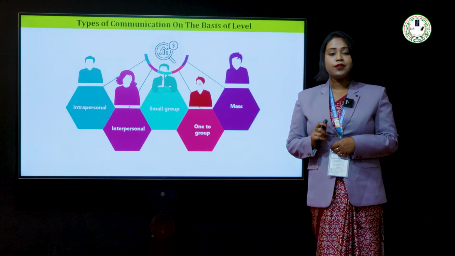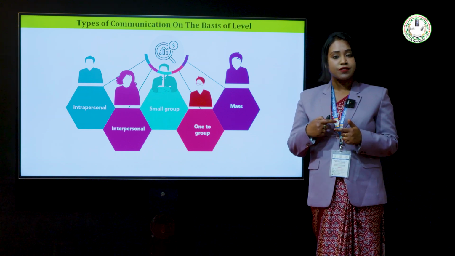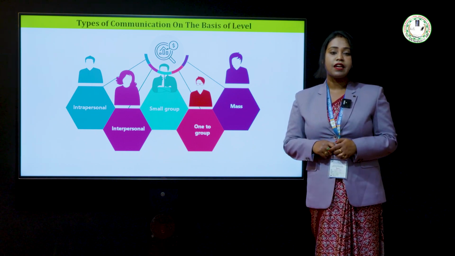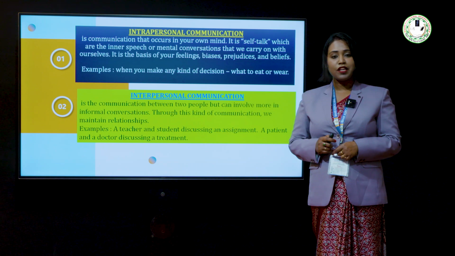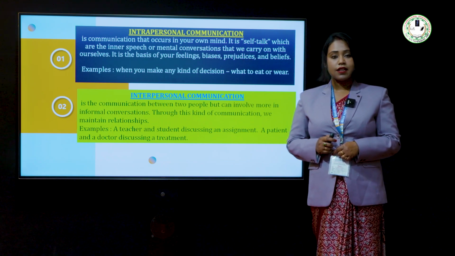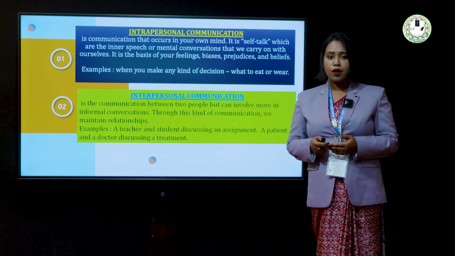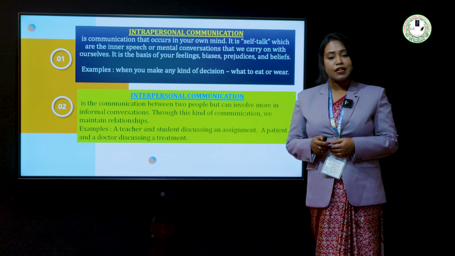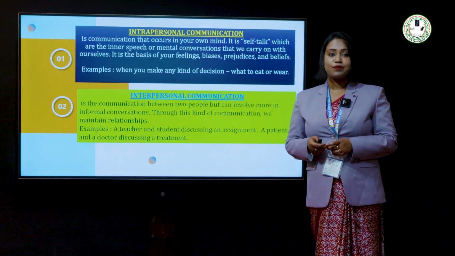Now types of communication on the basis of level. So there are 5 levels of communication. Number 1 is intrapersonal, number 2 is interpersonal, number 3 is small group communication, number 4 is one-to-group communication, and number 5 is mass communication. So what is intrapersonal communication? Every time we are doing intrapersonal communication. This communication that occurs in our own mind, that is self-talk. To take any kind of decision, what to eat, what to wear, where to go, when to sleep or not sleep, all these kinds of decisions we take through intrapersonal communication, which is very invisible. So this is the intrapersonal communication.